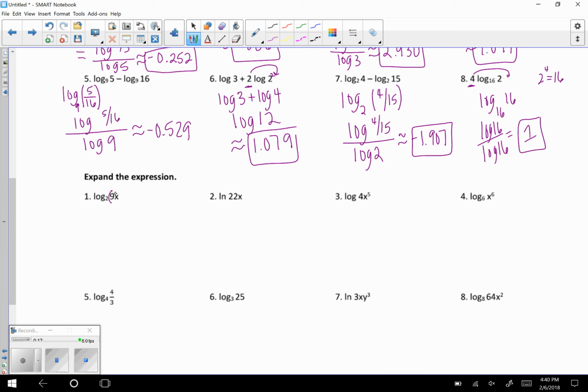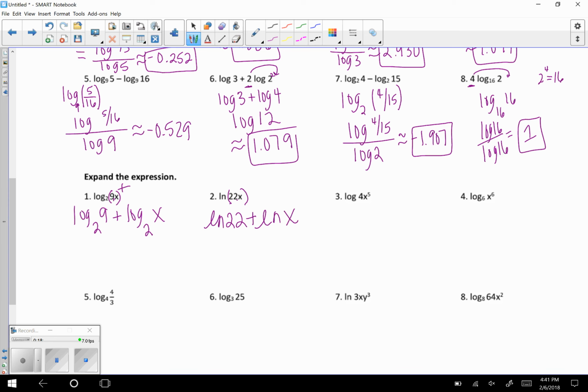So number 1, I have log base 2 of 9 times x. Well, multiplication splits into addition. So I get log base 2 of 9 plus log base 2 of x. Okay. Number 2, ln of 22 times x. Okay. So what I end up with is ln of 22 plus ln of x.